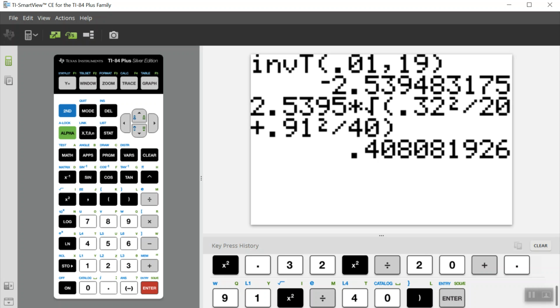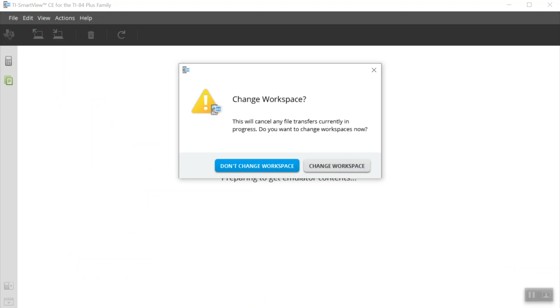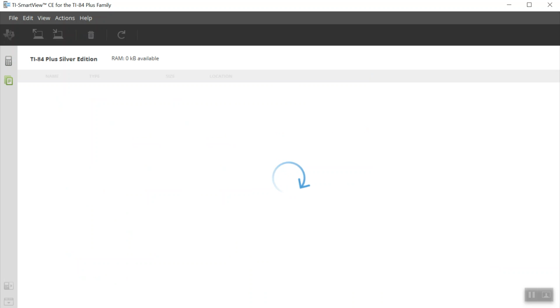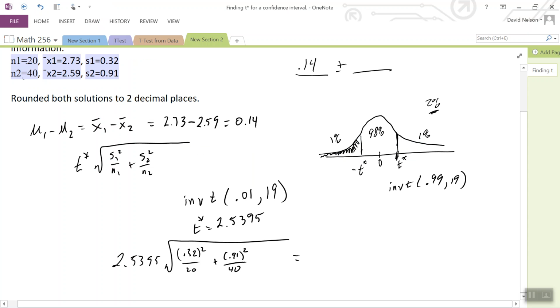The question that we're looking at in particular asks you to round to 2 decimal places. So 0.41 for my margin of error. So that's what we should end up with. Let me go back to here, and 0.41 was my margin of error.